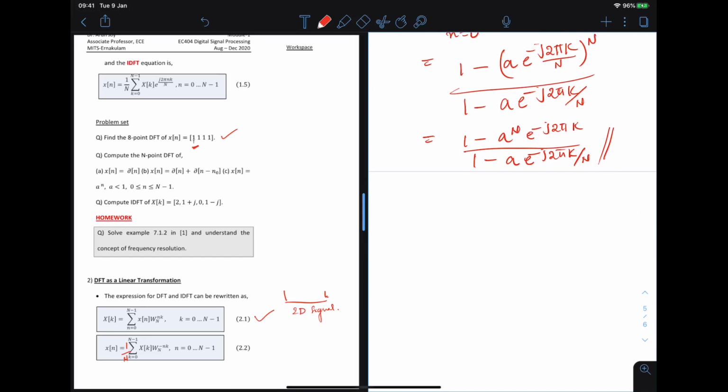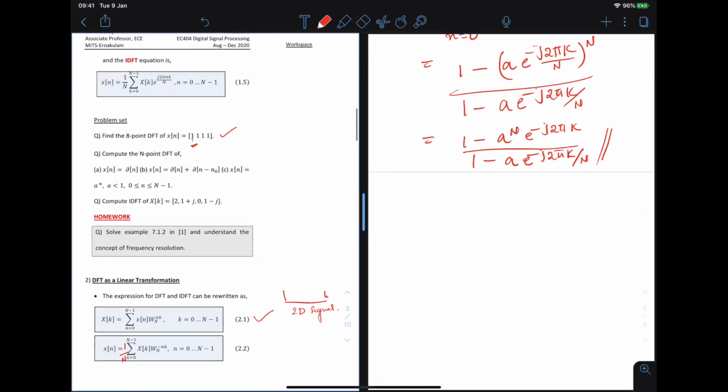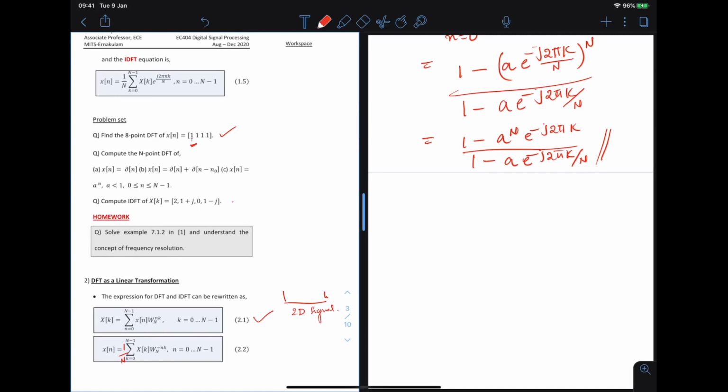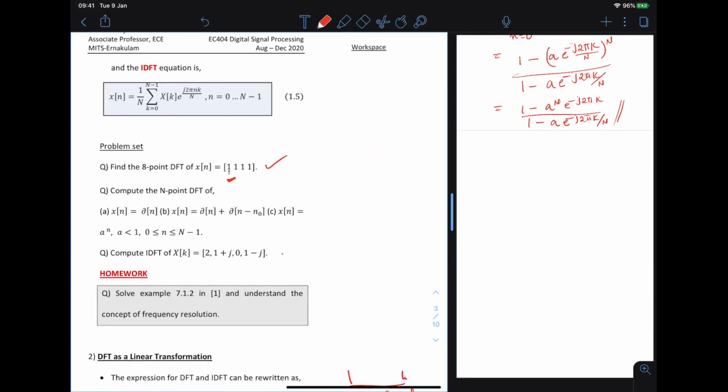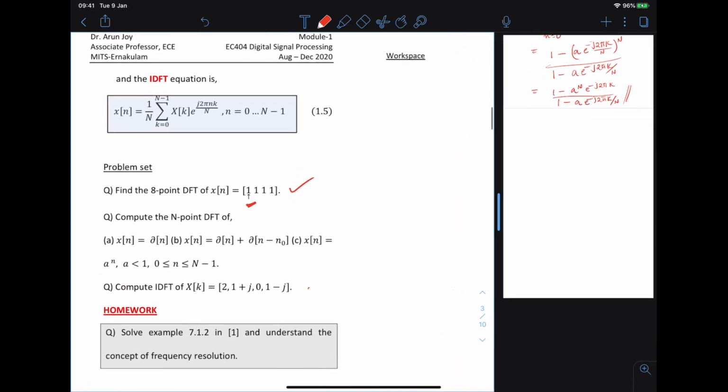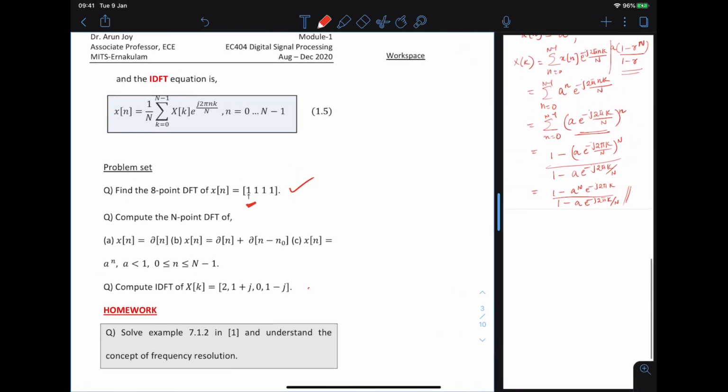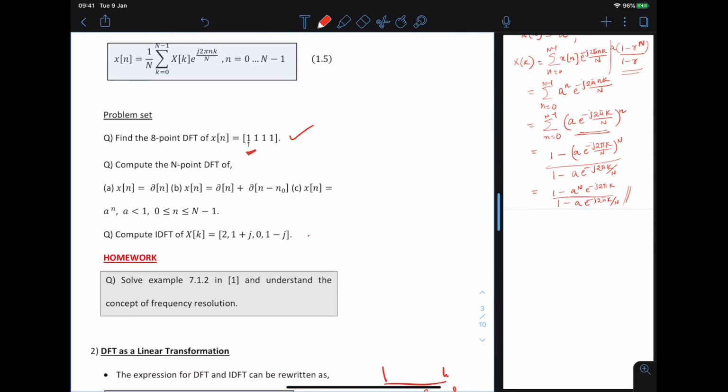Next, let us find the IDFT. The aim of IDFT is to find out the original signal x of n, the time domain signal x of n, given the DFT samples. In this question, we don't have to think about the concept of zero padding, because zero padding we only need to do when we have to find out how many point DFT we have to find. Here the DFT is already given to us, so we don't have to think about zero padding. Here it is 4, so it is already understood that this is a 4-point DFT.